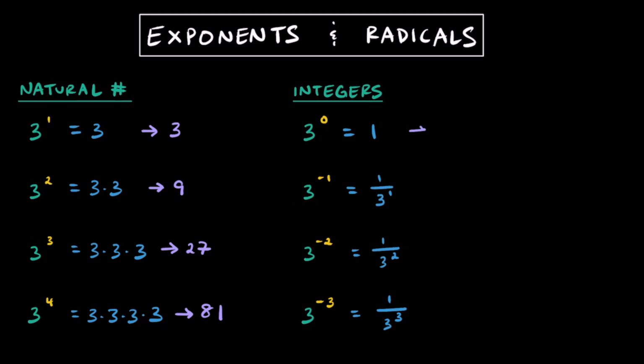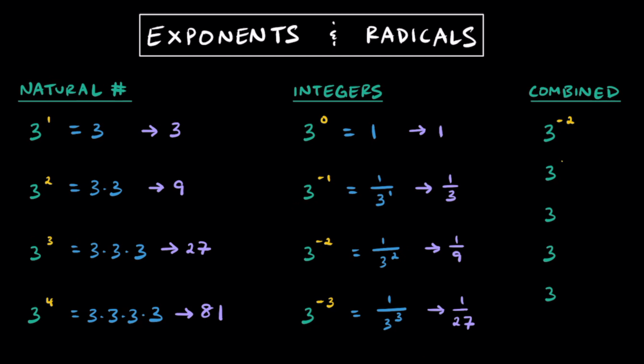So that means the value of 3 to the 0th power is just equal to 1. 3 to the negative first power is equal to 1/3. 3 to the negative second power is equal to 1/9. And 3 to the negative third power is equal to 1 over 27. Now let's put these together to make sure we understand why this makes sense.